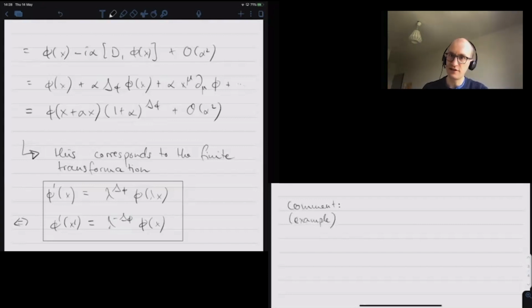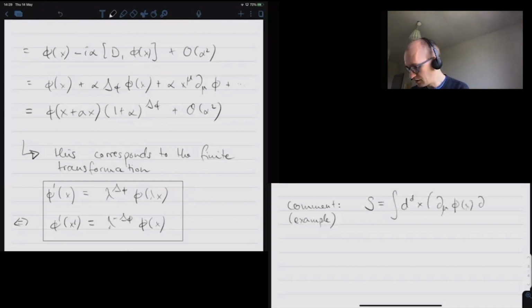But for now, let's just see it as an example of how this works at the level of a Lagrangian. Okay, so let's write the following action for this field phi. Let's just write the integral d^d x, and then just the kinetic term, so the free scalar field phi of x, ∂_μ phi of x. Let's see what happens under such a scale transformation.